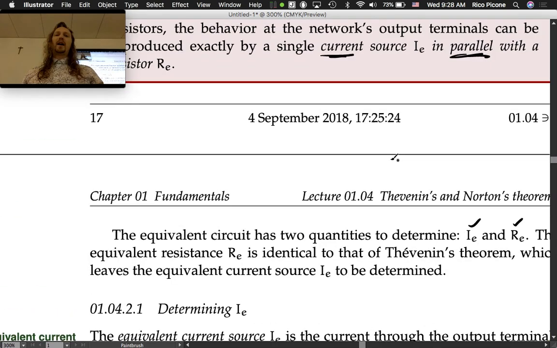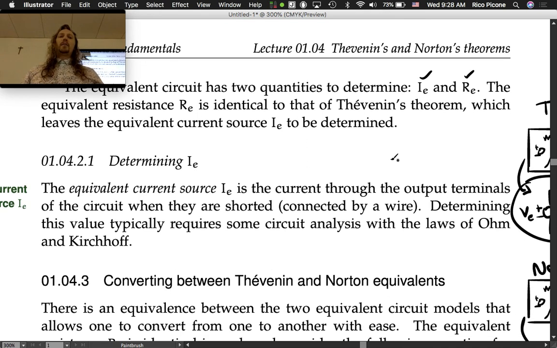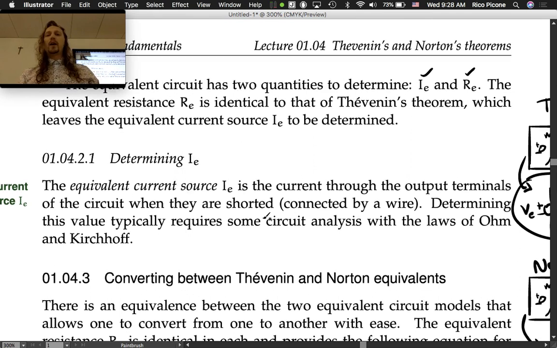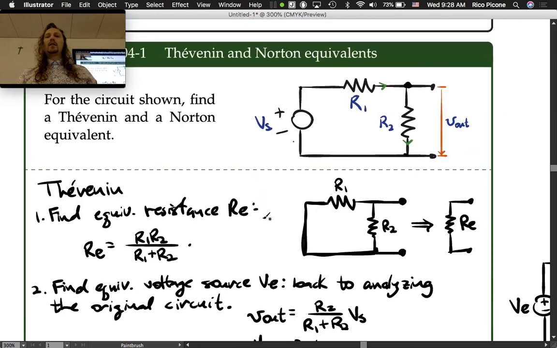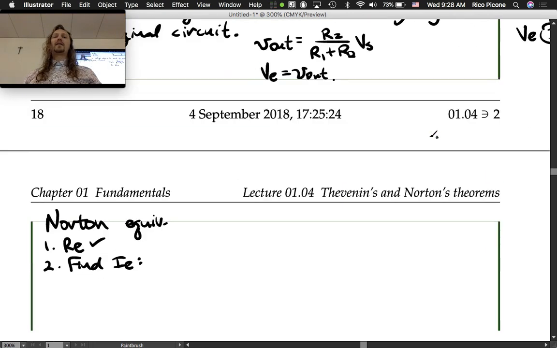So let's go back up. This one's a little more subtle. The equivalent current source is the current through the output terminals of the circuit when they are shorted, or connected by a wire. So we actually have to take this original circuit and then short this output, connected by a wire. Okay? So let's redraw that.